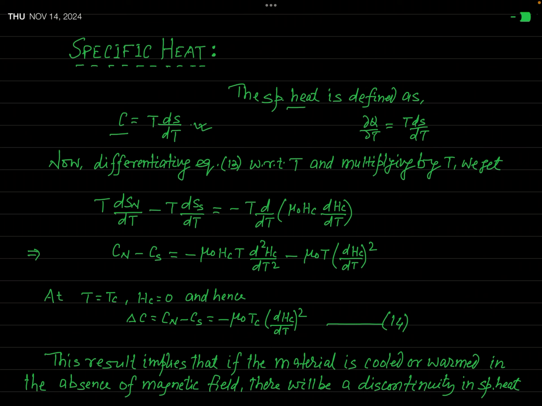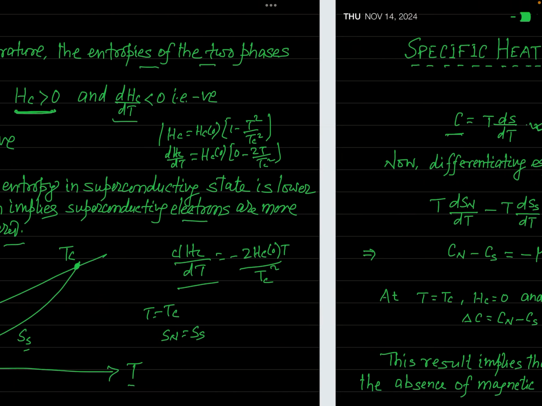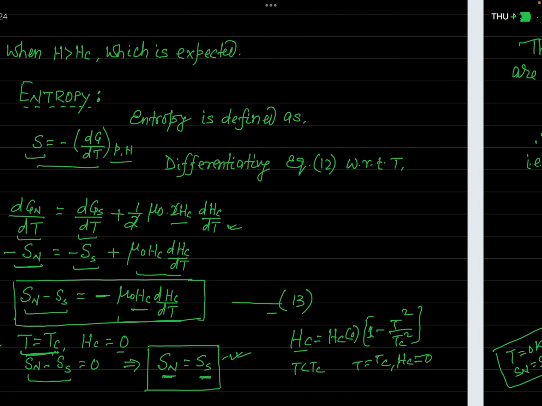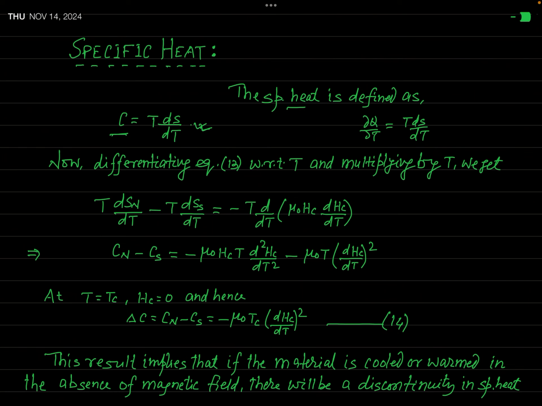Now, as C is defined in this manner, and we have obtained the result for entropy in equation number 13, when you differentiate equation 13 and multiply the result by T, this equation can be expressed in terms of the specific heat. So let us differentiate equation 13 with respect to T and also multiply each term by T.